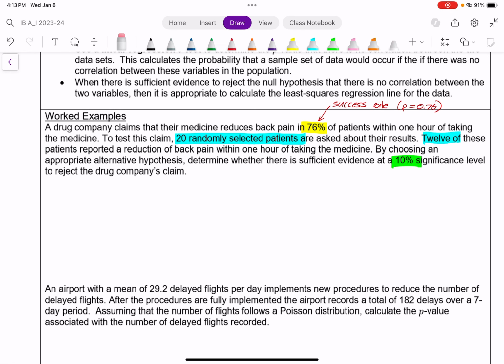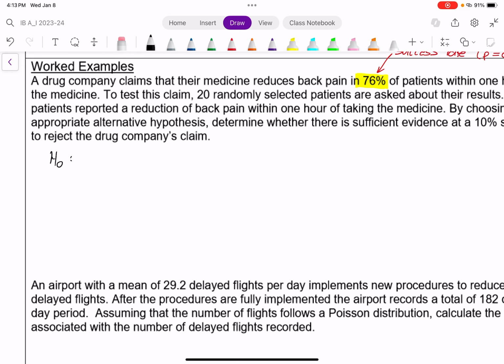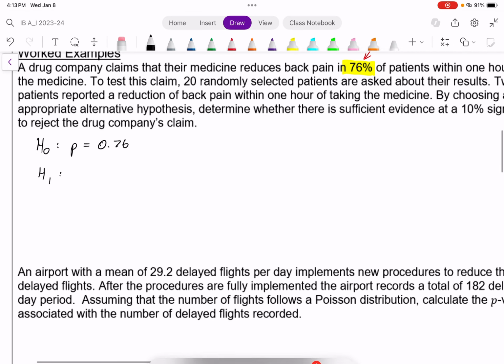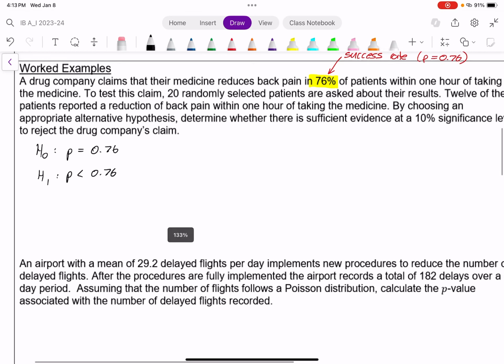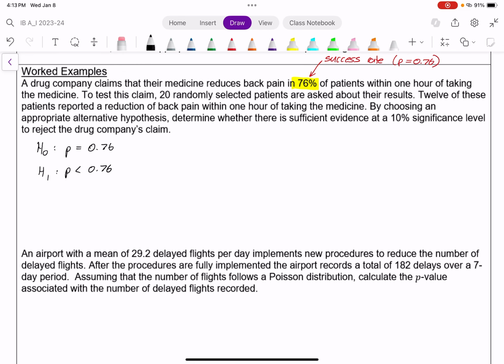And so let me erase some of these things here and start by stating our hypotheses. So H naught, that's the status quo, we say, that is assuming that the drug company is correct, because we're trying to see if it is incorrect. So in this case, the null hypothesis is that the probability of success really is 0.76. Therefore, our alternative hypothesis will be that the probability is actually less than 0.76, because we're trying to determine whether there is significant evidence that we can reject the company's claim.